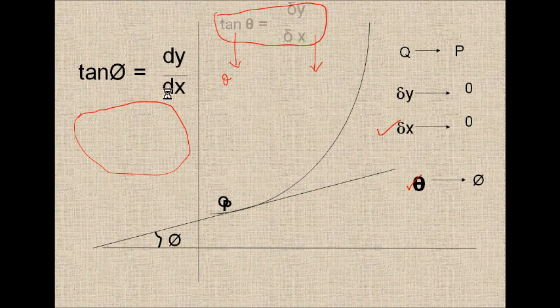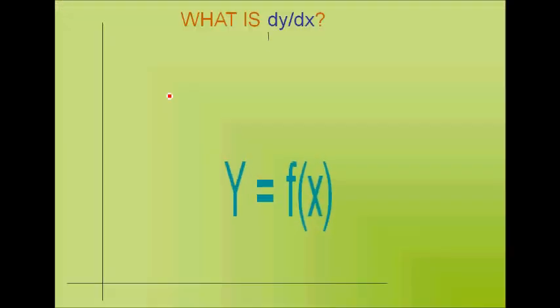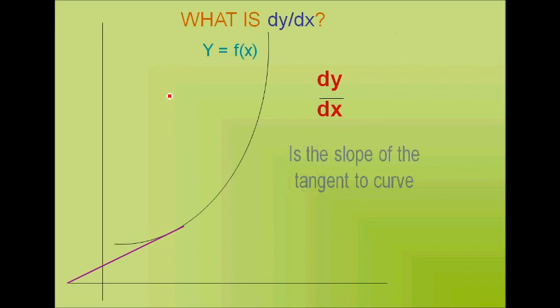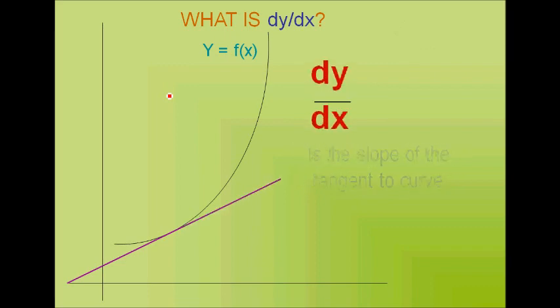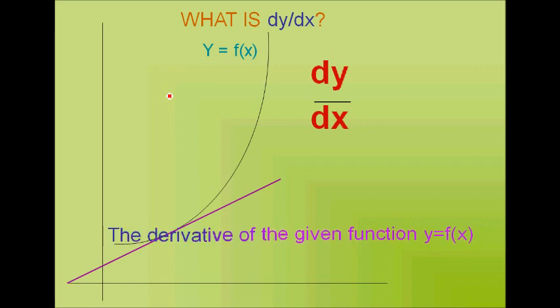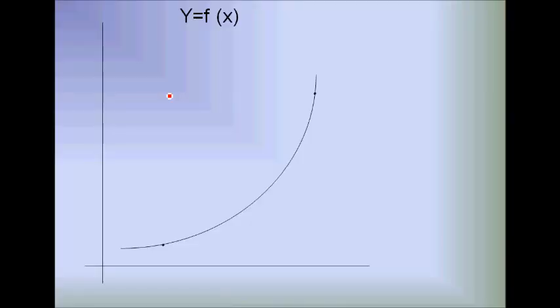So what exactly is dy/dx? dy/dx is nothing but the slope of the tangent at a particular point on the curve. This is also called the derivative of a given function. Let's see how to actually find this dy over dx.